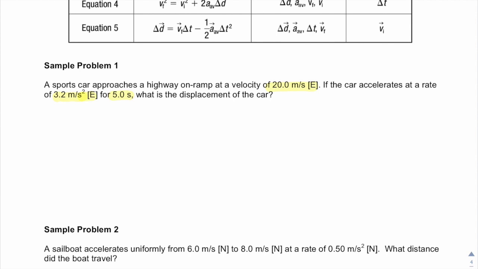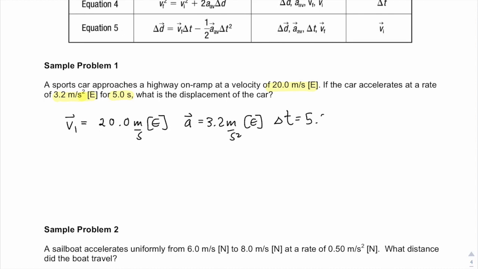So we have the velocity of the car as it approaches the on-ramp. This is the initial velocity of the car, and it's 20.0 meters per second east. Next we have the rate at which the car is accelerating, and that's 3.2 meters per second squared east. And the amount of time the car is traveling for, and that's 5 seconds. What they want us to find is the displacement during this 5 seconds.